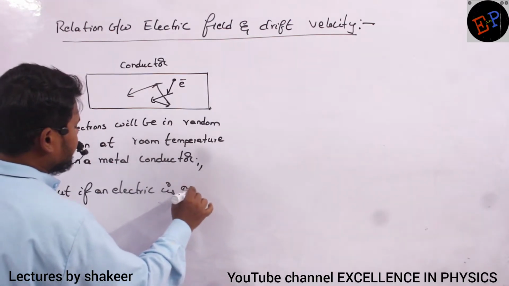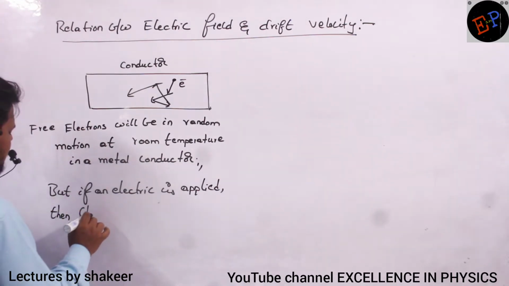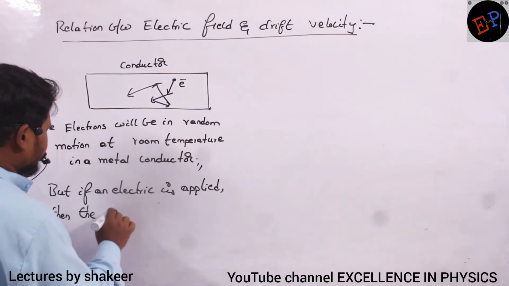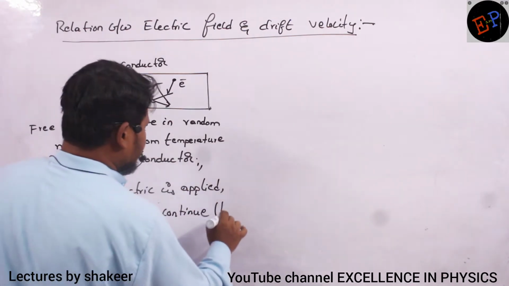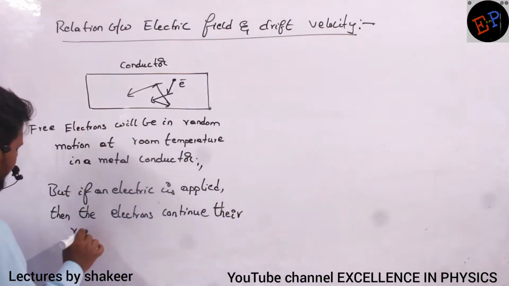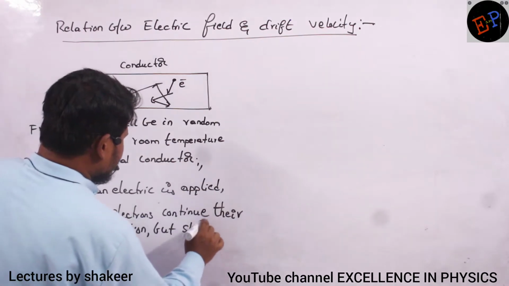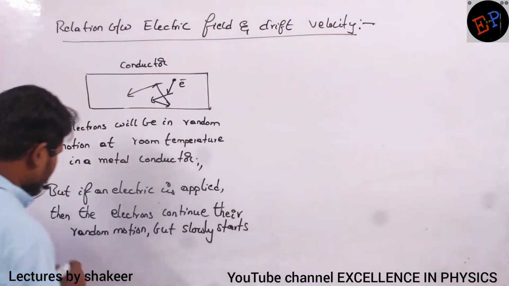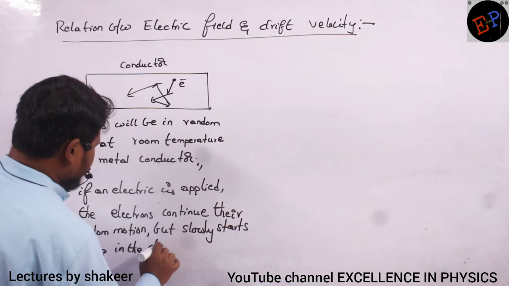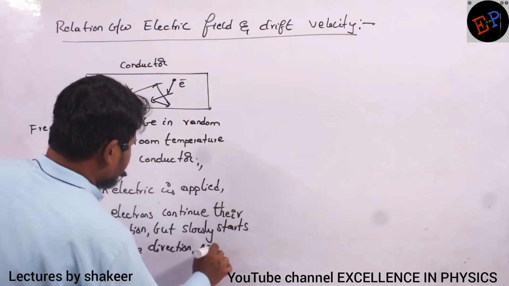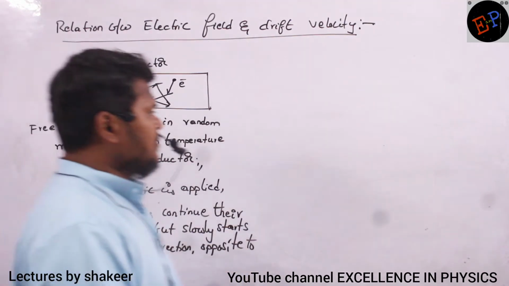If I apply an electric field, then what happens is, the electrons continue their random motion, but slowly start drifting in the direction opposite to the electric field. Okay, so what is the meaning of this?